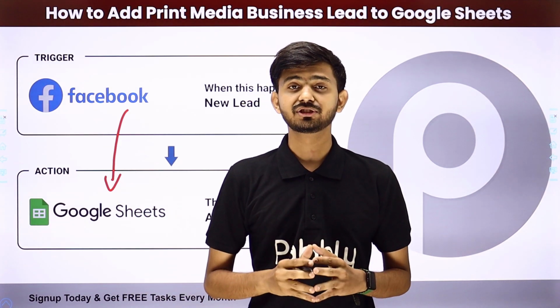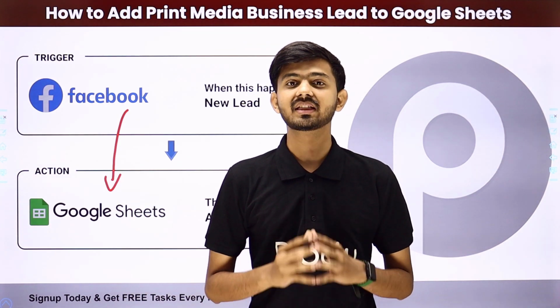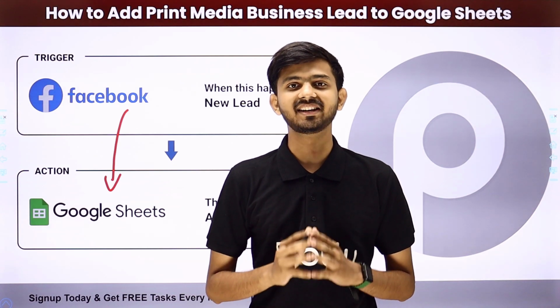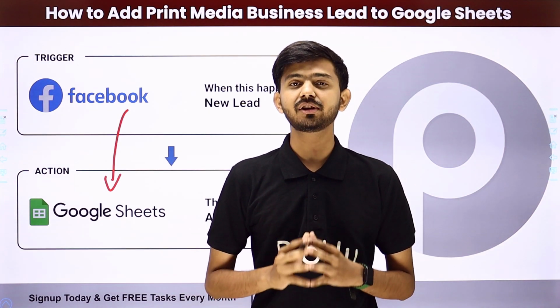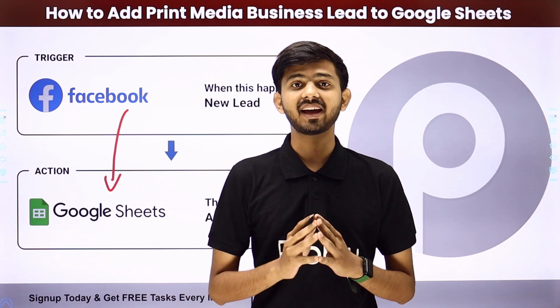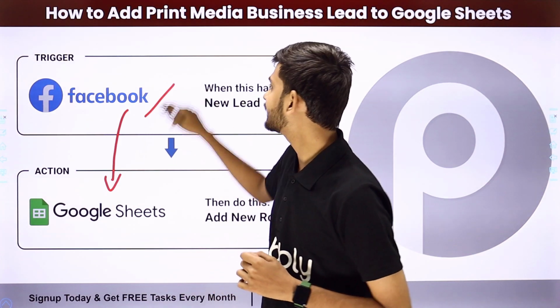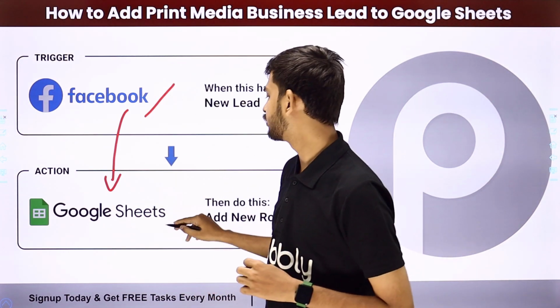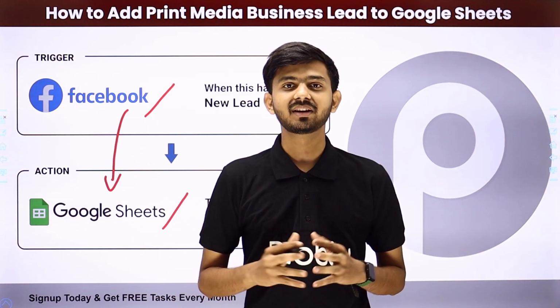For creating this integration, we are going to use Pabbly Connect, which is an amazing software for automation and integration. In Pabbly Connect, we are going to use trigger and action. In trigger application, we are going to use Facebook lead ads. In action application, we are going to use Google Sheets. So how am I going to create this integration?